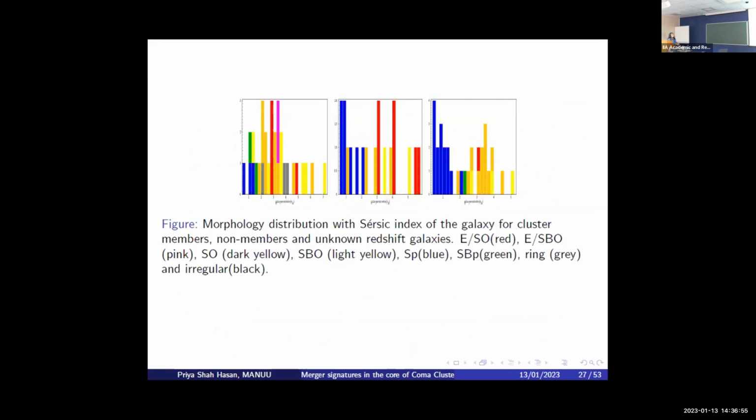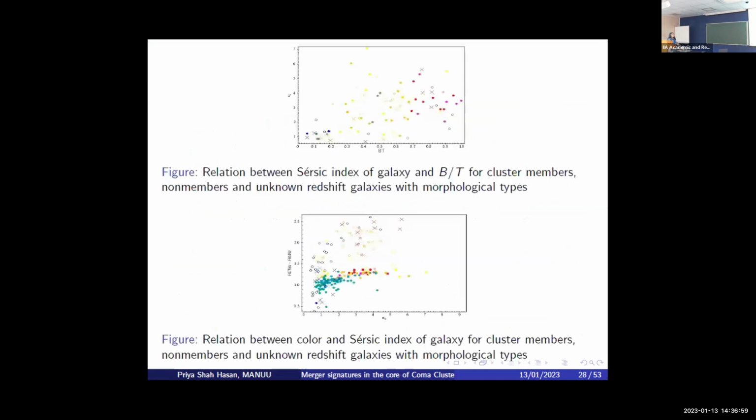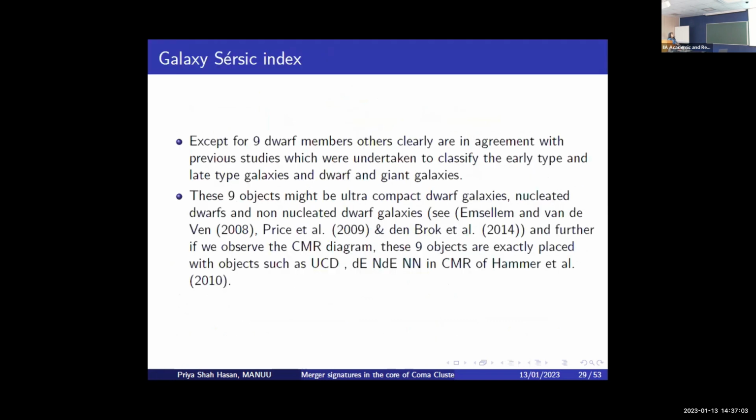So we also did a morphology distribution of the Sersic index with respect to different morphological types and the B by T's, etc. So now this galaxy Sersic index for the dwarfs also, when we did it, except for the 9 dwarfs, there were 9 dwarfs which are distinct.